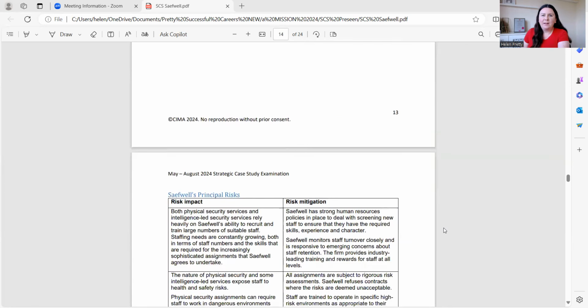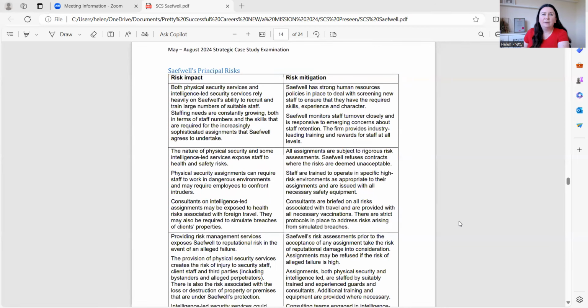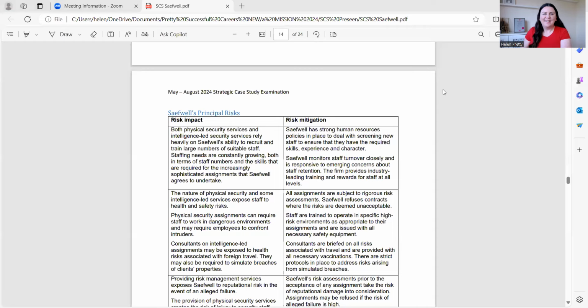On page 14, I'm going to read out Saefwell's principal risks in the table. I'm going to read you the risk impact and then the risk mitigation for each one on this table, one at a time. So the risk impact one: both physical security services and intelligence-led security services rely heavily on Saefwell's ability to recruit and train large numbers of suitable staff. Staffing needs are constantly growing, both in terms of staff numbers and the skills that are required for the increasingly sophisticated assignments that Saefwell agrees to undertake.